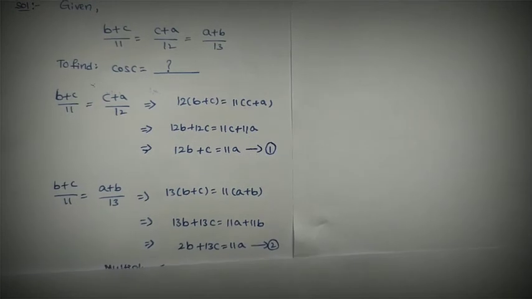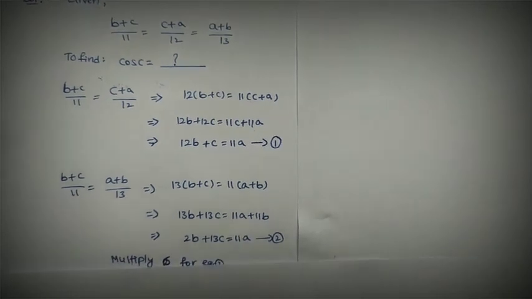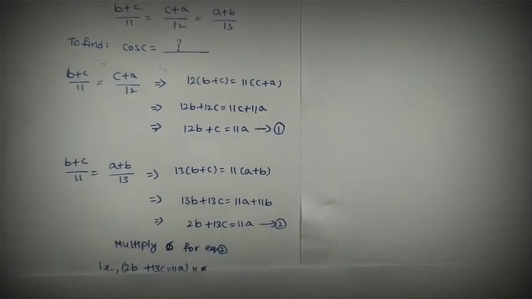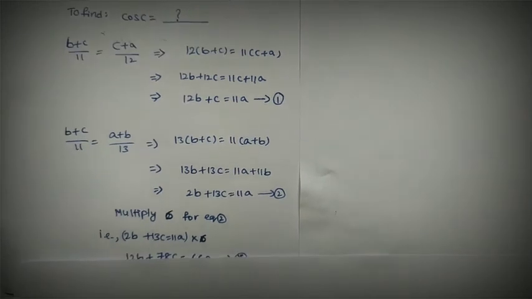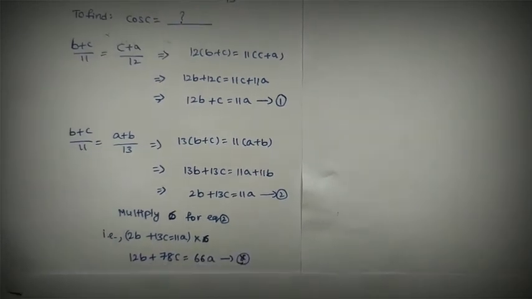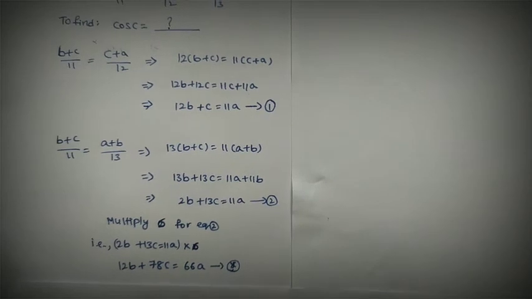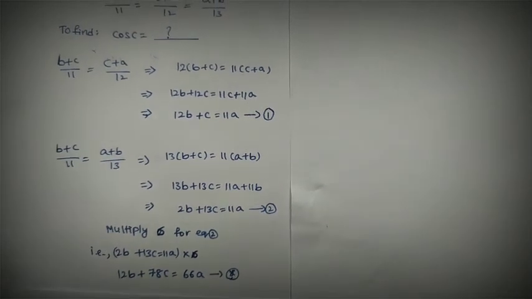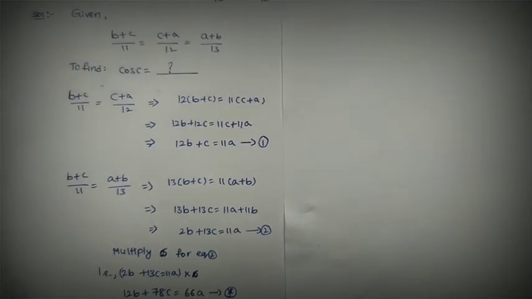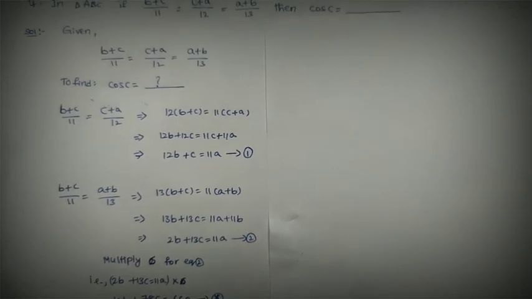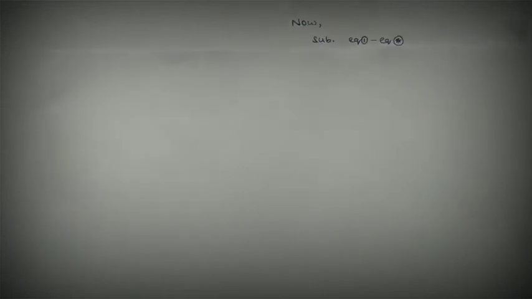So again, on cross multiplying and distributing, we will get 2b plus 13c equals 11a, which is our equation 2. Now multiplying 6 to equation 2, we will get 12b plus 78c equals 66a. I am taking this as equation star. Now what we are going to do, you can guess it. We are just going to subtract those two equations, equation 1 and equation star.